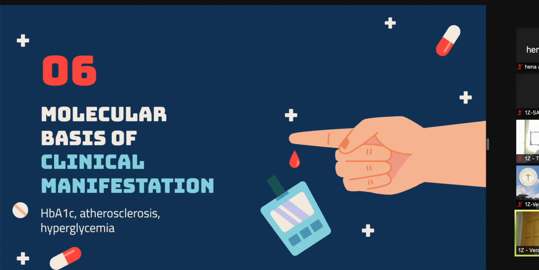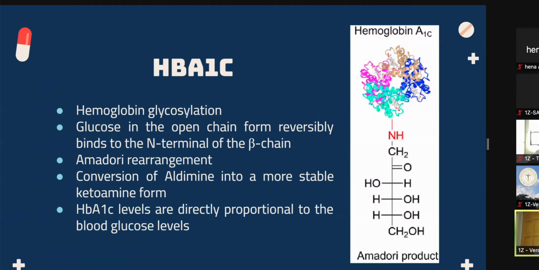So, the next discussion is to explain the molecular basis of clinical manifestations of diabetes mellitus. So, for HbA1c. HbA1c is a minor fraction of adult hemoglobin which is formed slowly and non-enzymatically from hemoglobin and glucose.